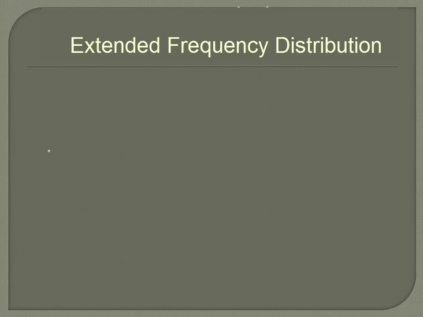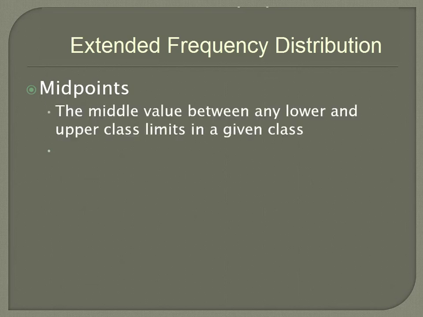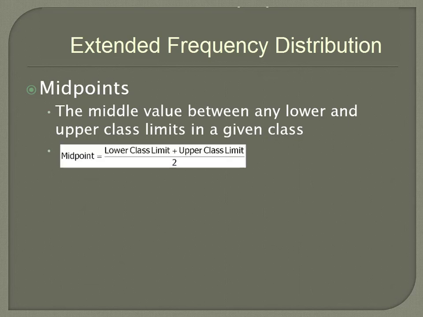Next, let's talk about what's referred to as an extended frequency distribution. So an extended frequency distribution just adds additional columns of information onto our frequency distribution, each having its own benefits. We'll start with what are called midpoints. And the midpoint is the middle value between any lower and upper class limits in a given class. And the midpoint is found by just taking the lower class limit plus your upper class limit divided by 2. So essentially you're just averaging the lower and upper class limit.